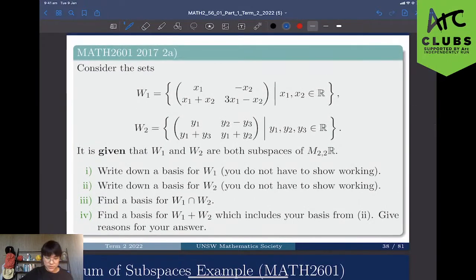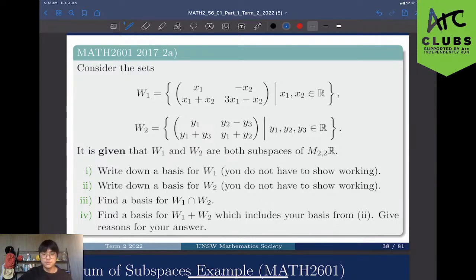So I'll quickly go over this question. Consider these two sets. They're matrices, and this matrix is constructed from two real values, x1 and x2. And this matrix is constructed from three y values. So we want to write down a basis for W1 and W2. And we're just going to do that via inspection.